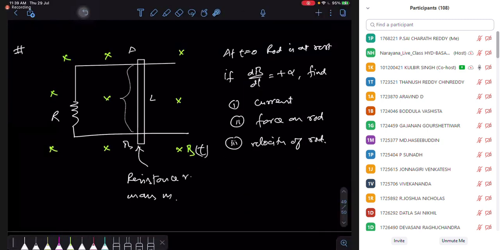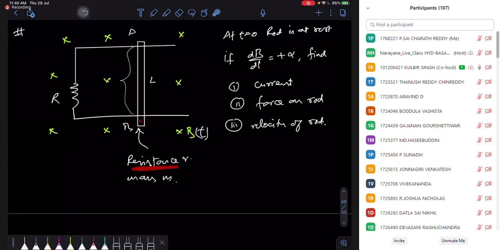Once again, the rod has length L, mass M, and there is a resistance also. Whether you take it as a conductor or insulator, does it matter? Because we have a time varying magnetic field, this is not going to matter. Whether you have an insulator or conductor, it's not going to have an impact. So you can think of it as a conductor only.